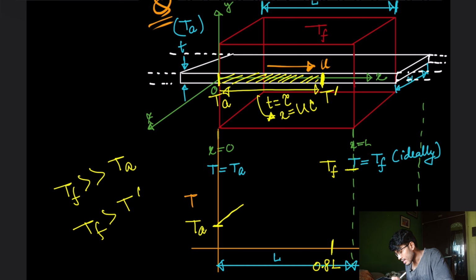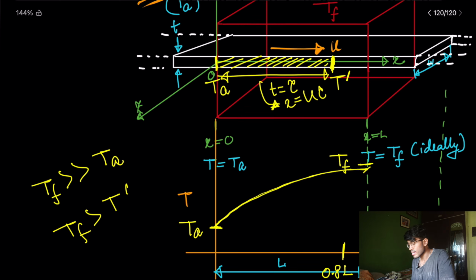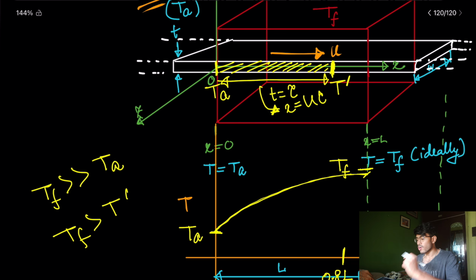That means it can be a curve like this, but that will be wrong because here the slope is increasing, you see. So that is wrong. Anyone can say that the temperature will increase, but it will increase with a decreasing slope, and it will not touch Tf. Practically it will not touch Tf, it will be asymptotic with Tf. Okay, now I have drawn it.